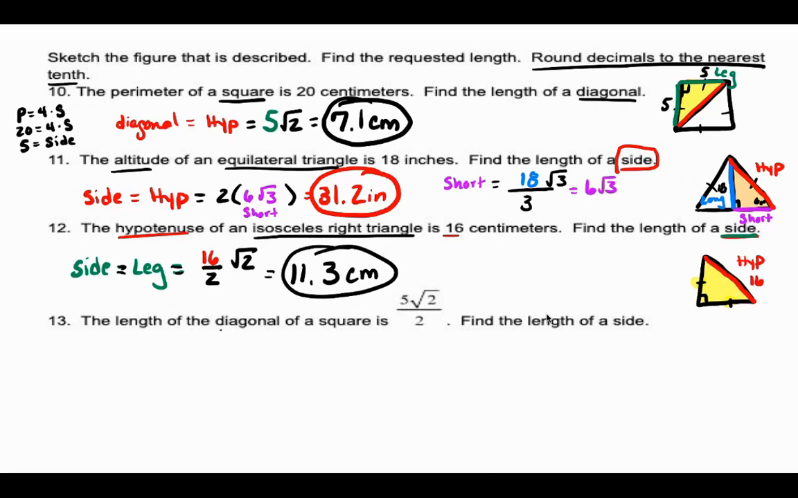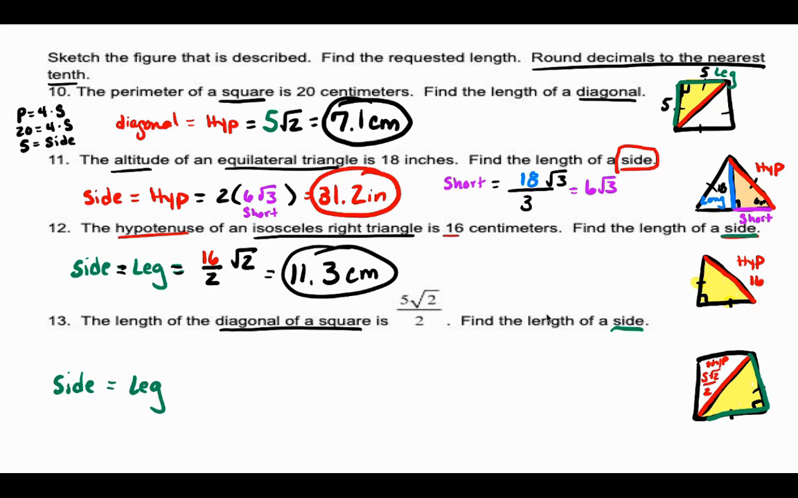In the next one, we're dealing with the diagonal of a square. So we have our square with the diagonal. When we take half of the square, we have a 45-45-90. The diagonal of the square is equal to the hypotenuse, and the sides of the square are the legs. So our side of the square is equal to the legs, and our hypotenuse is 5 square root of 2 over 2.